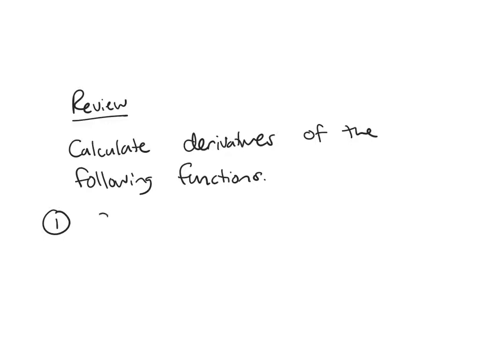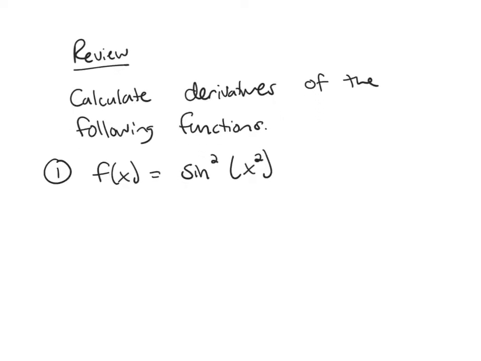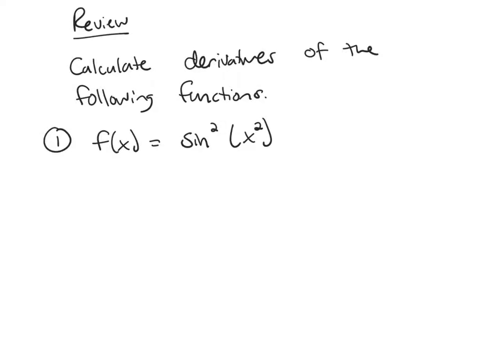So the first function we're going to calculate the derivative of will be sine squared of x squared. What you could do is pause the video now and compute this derivative. Let's go ahead and talk about how to find this derivative. The first thing I would do is rewrite the function. Remember, what does this power here mean? What it really means is that I have the function sine of x squared being squared.